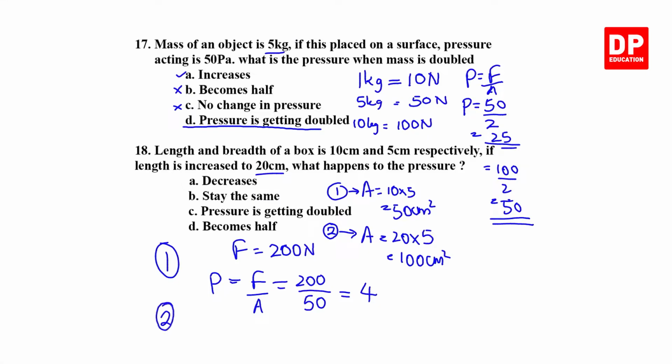Number 2. Once again, P is equal to F over A. In the second instance, area is now 100.